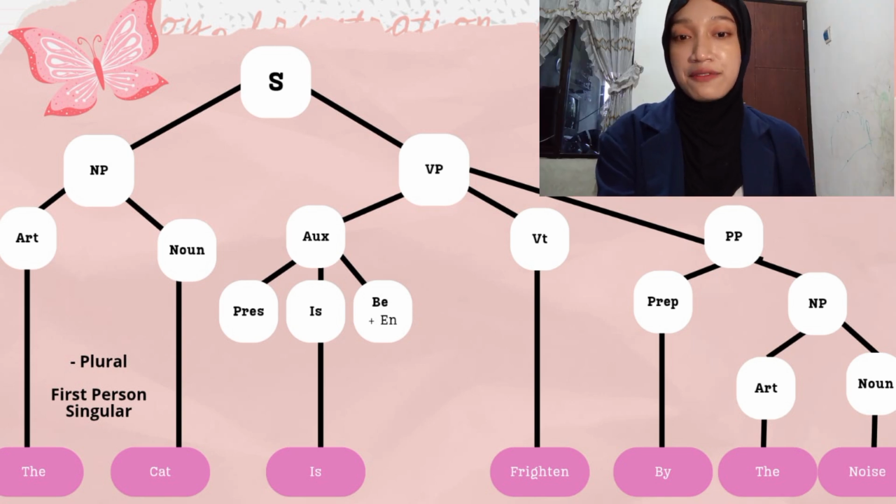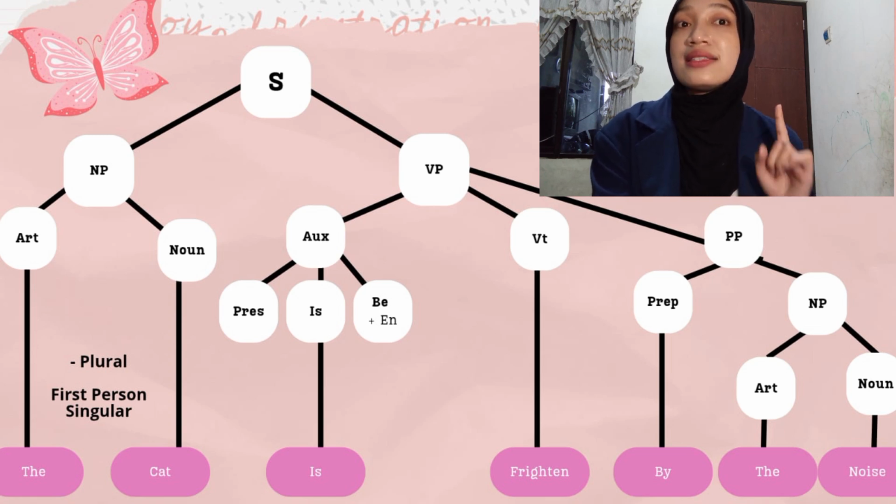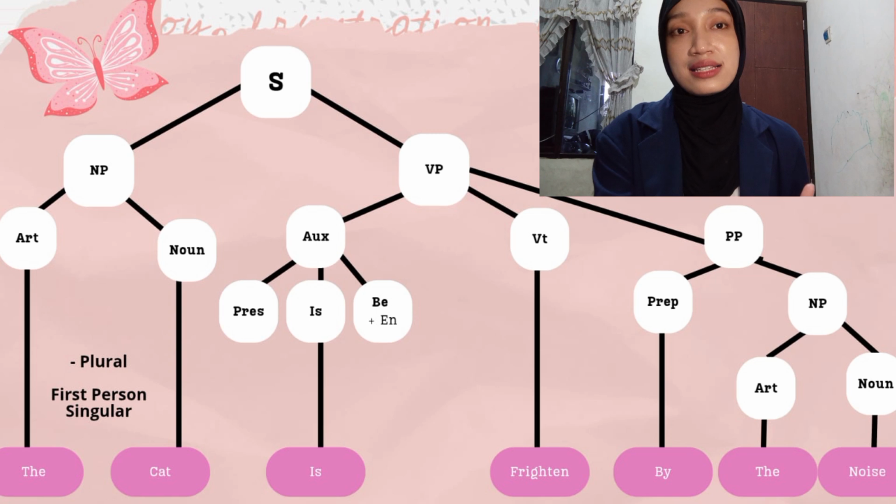At the highest level, the sentence is represented by S, which means sentence, and divides into two components. The first, NP, noun phrase, as the subject of the sentence, the cat. The second, VP or verb phrase, as the predicate of the sentence, is frightened by the noise.